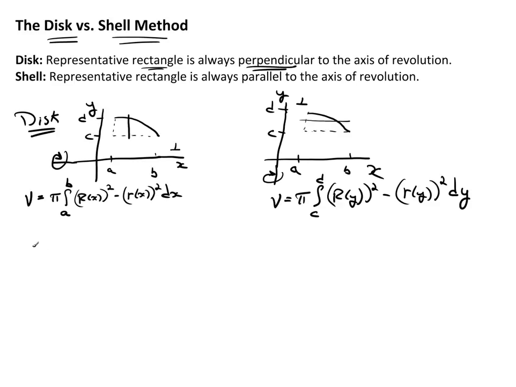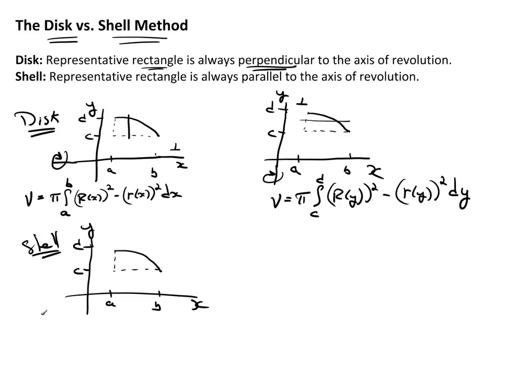Now compare both these scenarios to the shell method. We'll try to draw the exact same thing. From A to B, C to D. This is the x-axis, this is the y-axis. Now, if I revolve this around the x-axis, see, if I'm spinning it around the x-axis, then the rectangle that I'm spinning would be parallel to the axis of revolution.